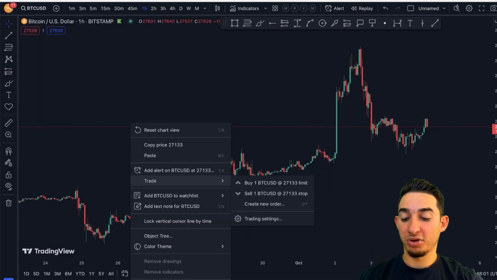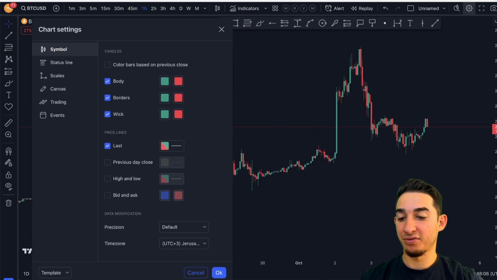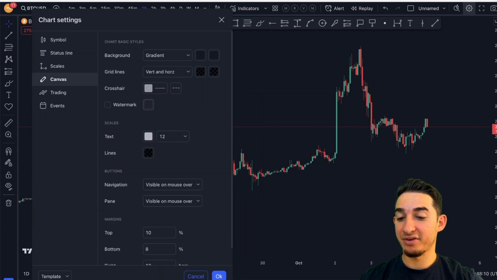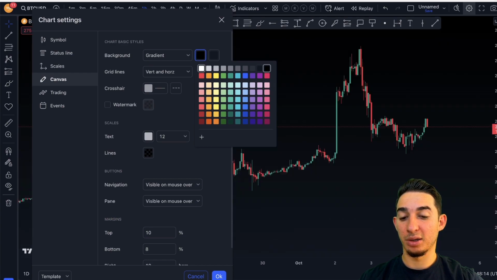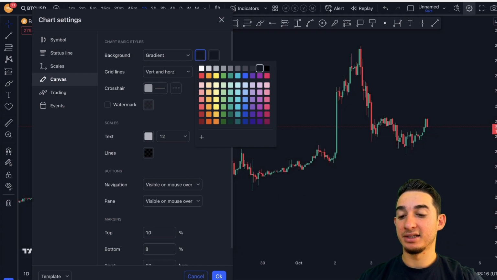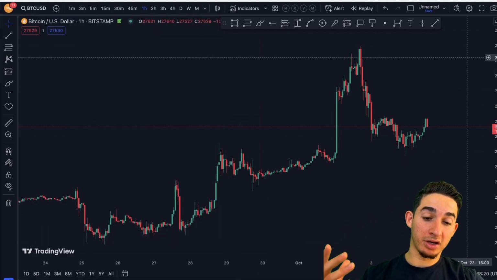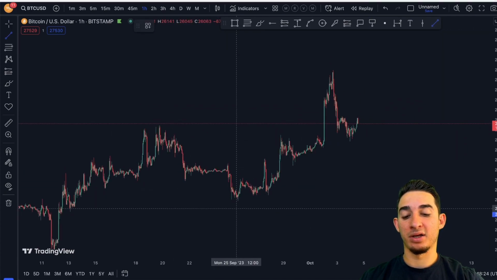You could play with the settings right here, and you could remove the backline. I don't know if you guys can see it, but if I go on the scales and the canvas and whatnot, you can see the lines would essentially look better or worse. It doesn't matter. You could play with that in the settings, but we're really going to be talking about crypto, how to do TA, how to draw lines, and that's about it.